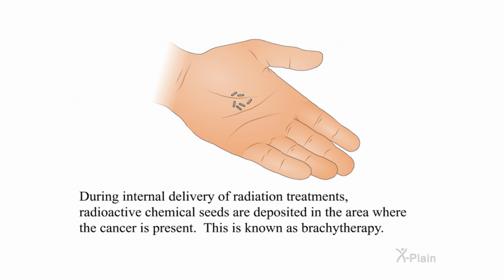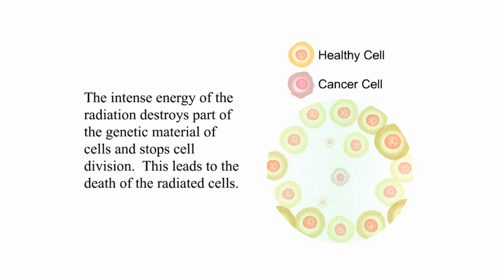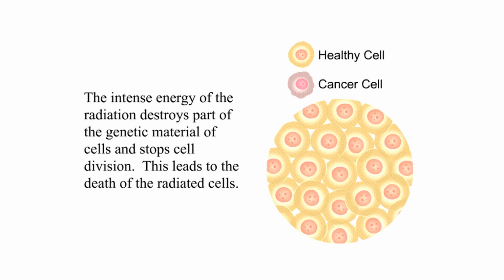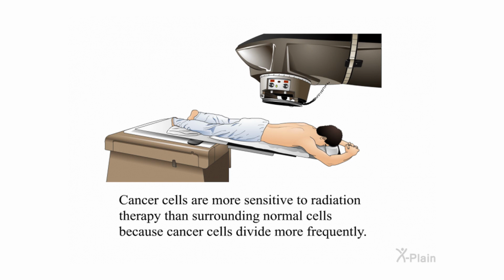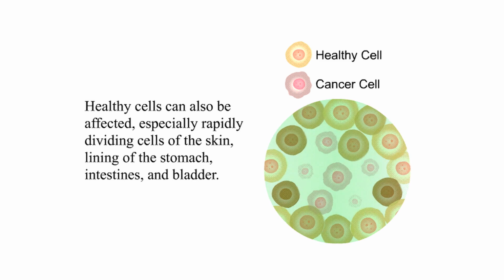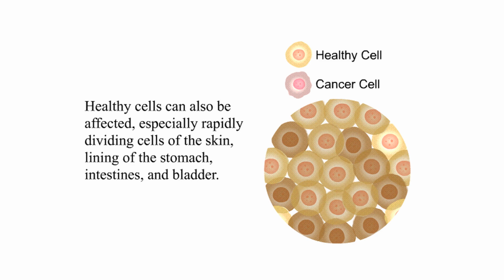During internal delivery of radiation treatments, radioactive chemical seeds are deposited in the area where the cancer is present. This is known as brachytherapy. The intense energy of the radiation destroys part of the genetic material of cells and stops cell division. This leads to the death of the radiated cells. Cancer cells are more sensitive to radiation therapy than surrounding normal cells because cancer cells divide more frequently. Healthy cells can also be affected, especially rapidly dividing cells of the skin, lining of the stomach, intestines, and bladder.